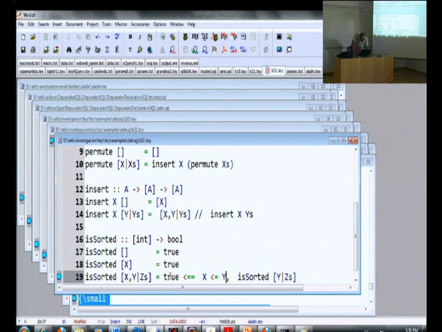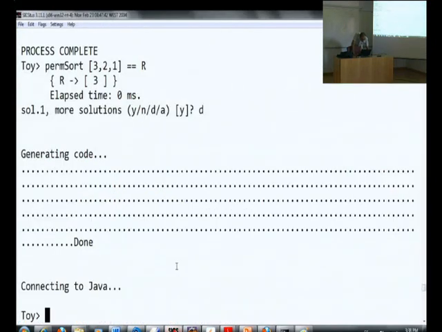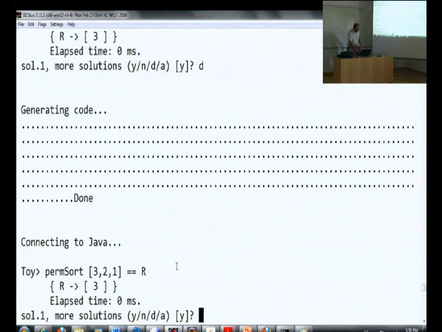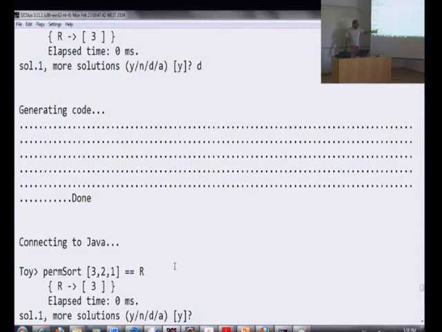We can try the program. I have here the system TOY, and we can try, for instance, this goal here: permsort of 3, 2, 1. The expected answer, of course, is 1, 2, 3. Then we try the system, and we get this unexpected answer: 3. Two elements are lost. Then it asks for more solutions because we are in a non-deterministic environment. But instead of asking for more solutions, we can say D, which means debug. Debug this computation, there was something wrong.